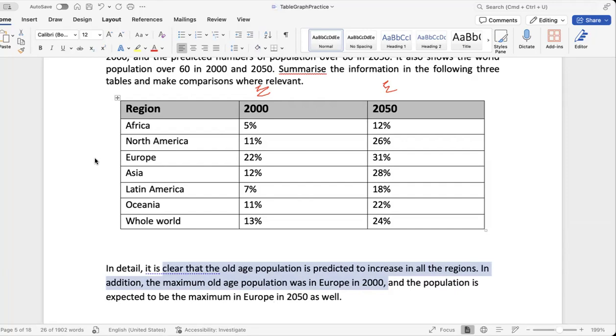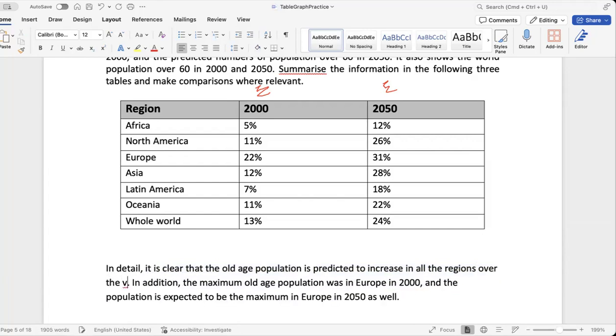Dheeraj, is it clear for you? Yes. The increase one we have already done, Dheeraj, look. It is clear that the old age population is predicted to increase in all the regions. That was covered over the given period. Yes, we can write that there. That one we can write, but we are not talking about that sentence. We're talking about the second sentence here.